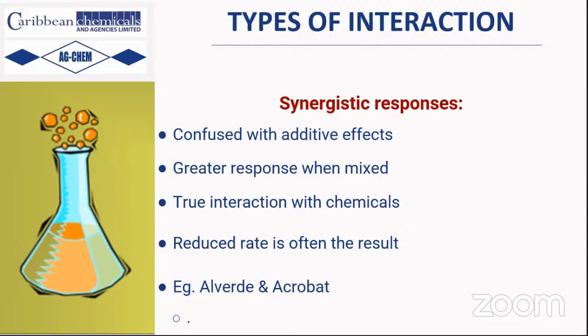Oftentimes, this allows you to reduce the rate that you use the chemicals at when you're mixing two chemicals that have a synergistic effect, because they support each other and help each other to work at a more efficient and effective rate. Examples of these are Alverde and Acrobat. Excellent combination. You get excellent control for phytophthora, fusarium and other fungal diseases when you mix these two products together.